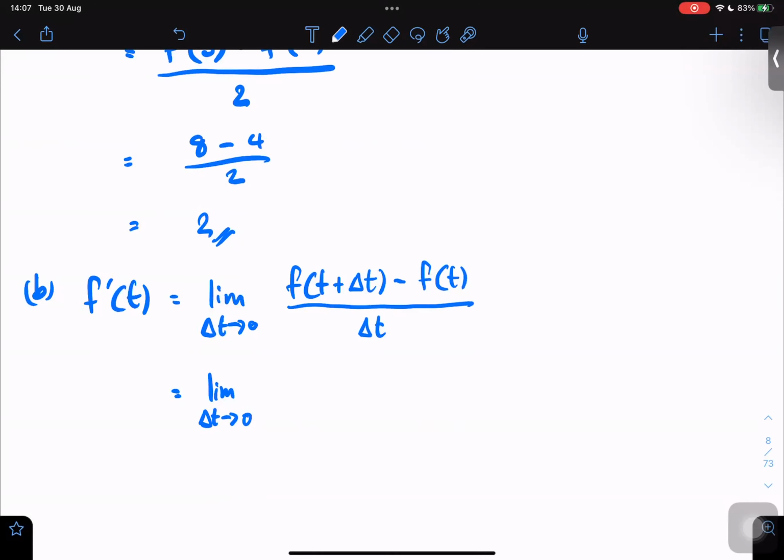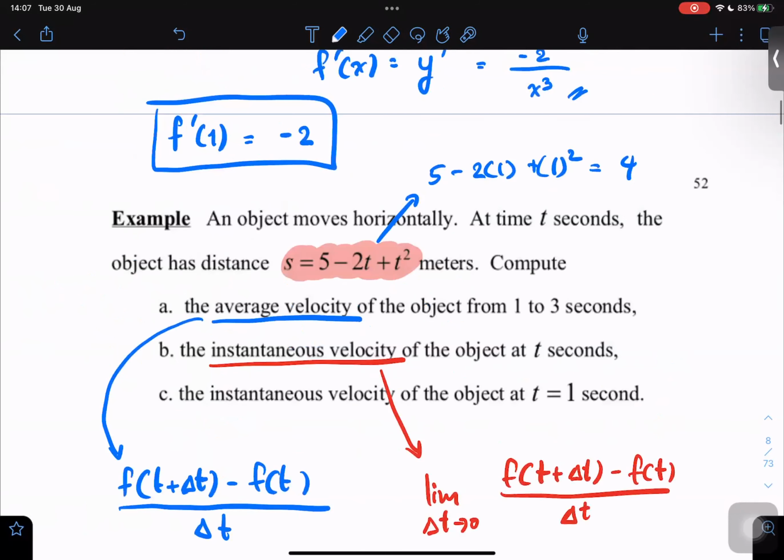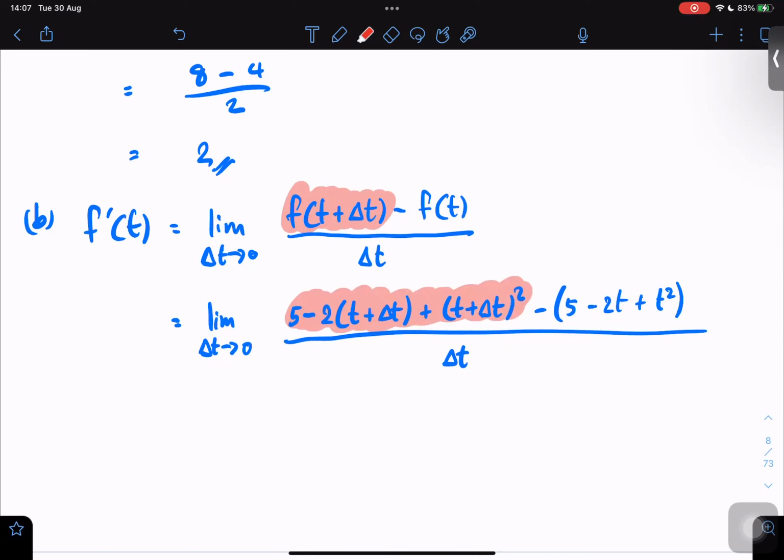The function is 5 minus 2(t plus delta t) plus (t plus delta t) squared, minus (5 minus 2t plus t squared), over delta t. Let me check. Okay, this red one is this one, and the yellow one is this one.